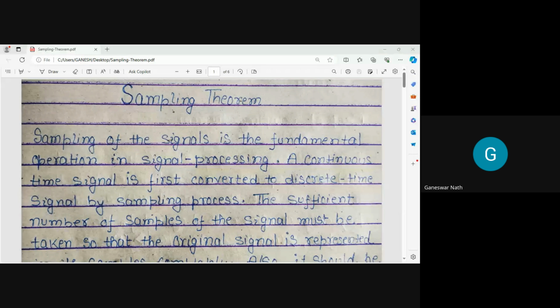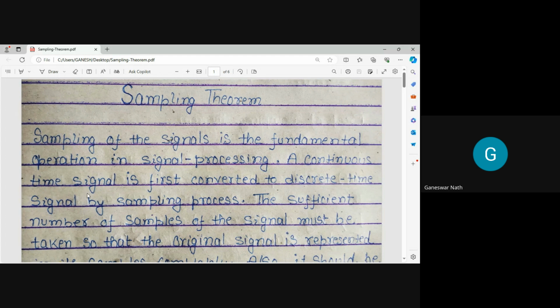Okay. See, this is called the sampling theorem, which is also one of the main topics in electrical circuits. This theorem is particularly used in signal processing. Sampling of a signal is a fundamental operation in signal processing, because many signals may come in, and how you process them to get a proper output has to be seen.